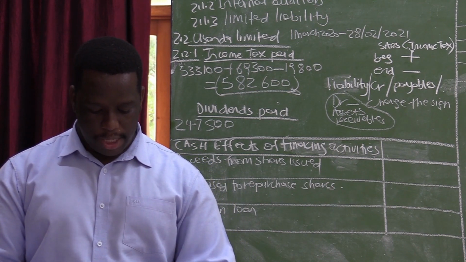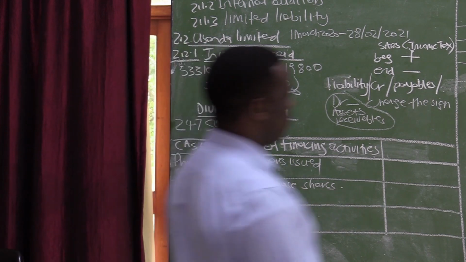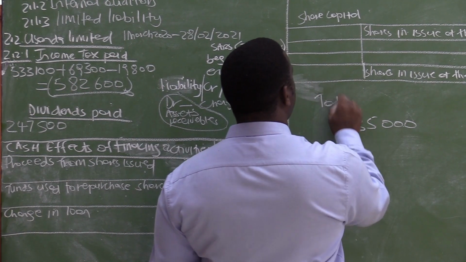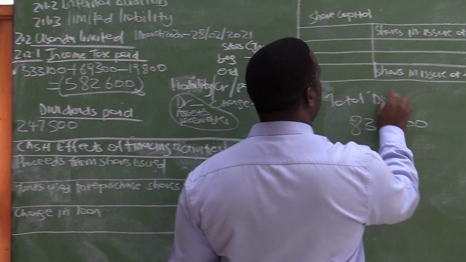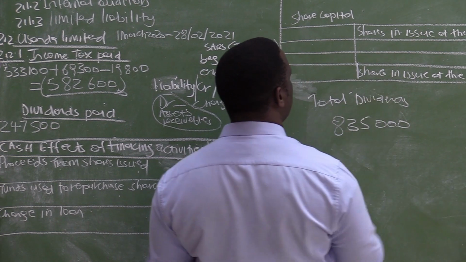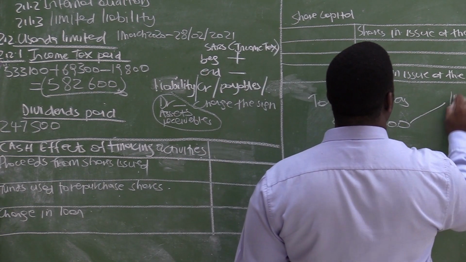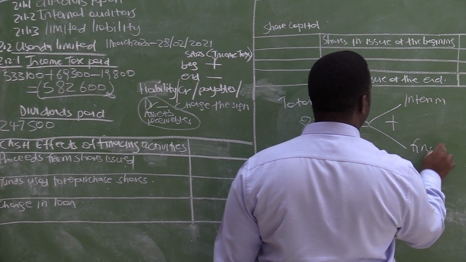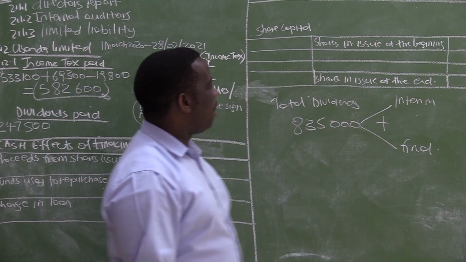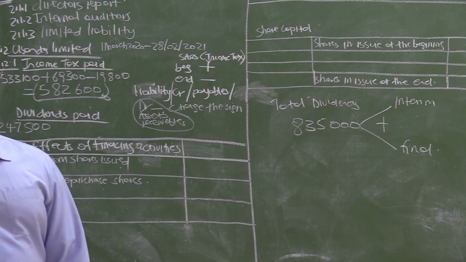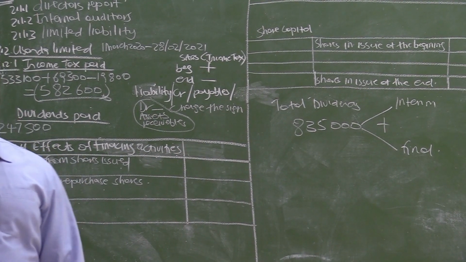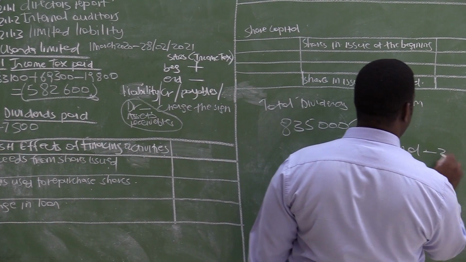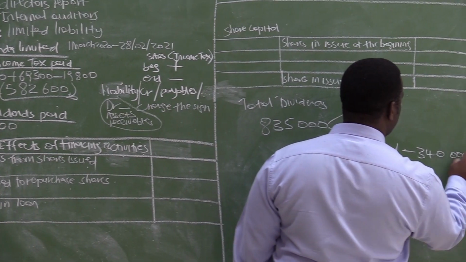The total dividends for the year amounted to 835,000. These are the total dividends. And we know that the total dividends are made up of interim plus what? Plus the final dividend. And fortunately, we do have the final dividend, which is shown as shareholders for dividends at the end. The final dividend is 340,000.